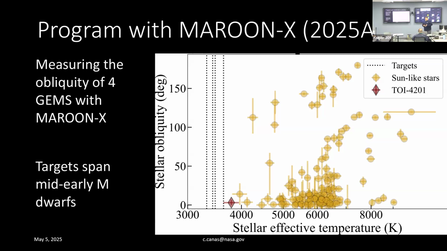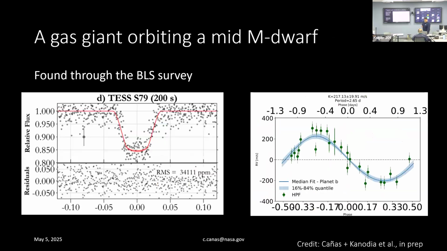And I do want to emphasize that these are all systems that are very well separated from their stars. So think a/R-star of 10 plus. And this is really an opportunity to look at a subset of gas giants that are not really engaged tidally with the star. And so we're really hoping that we can start to probe obliquities with this coming program. And I do want to highlight this target. So this is one that was found through a VLS survey. This is TIC 459.